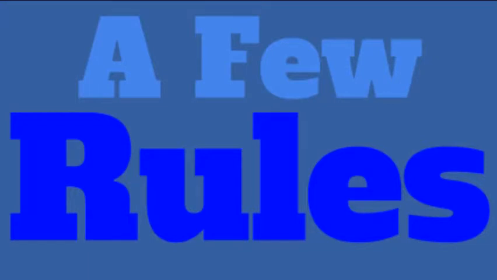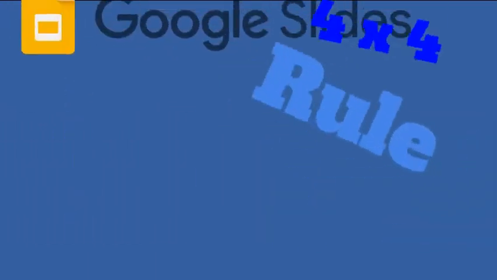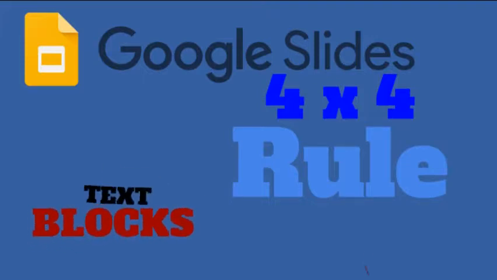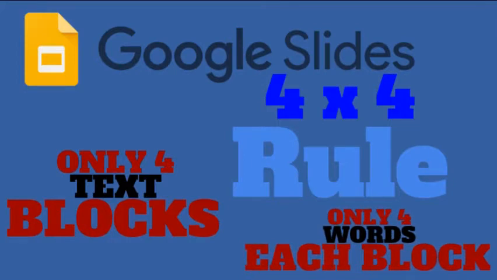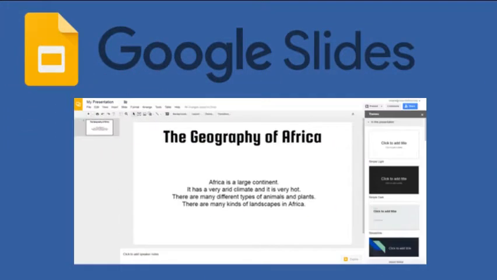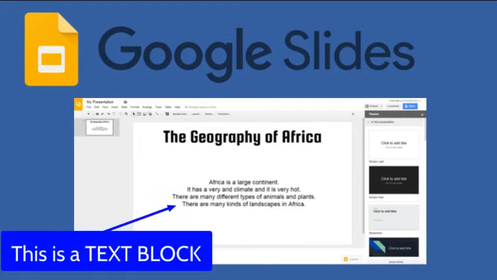So, pay attention. This is what I call the 4x4 rule. And it's really important that you follow this rule so you can make a good presentation. This means that you can only have 4 text blocks, and each text block can only have 4 words on every slide. Let me demonstrate that for you. This is a slide. That in the middle, that's a text block. So whenever you have a large or small block of text, you can consider that a text block.